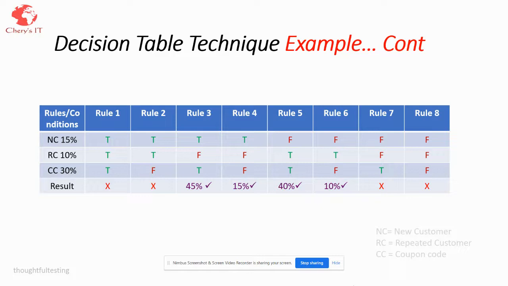Now, rule number six: he is not a new customer. Yes, he's an old customer. Yes, he's true. I mean, he's having old customer 10% discount. He's not having coupon code. That's okay. So he's getting this 10% discount. This is a valid scenario.